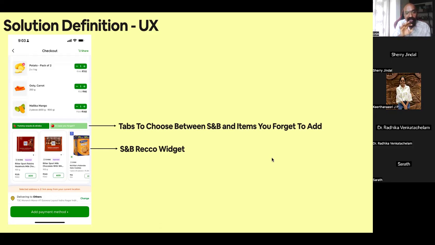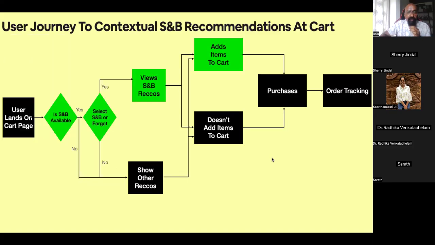And then you have the second tab, which says that previously we noticed that people anyway saw benefit in being suggested items that you may have forgotten. We don't want to lose that benefit. Now comes an interesting question. Given this, how does the user journey then look?